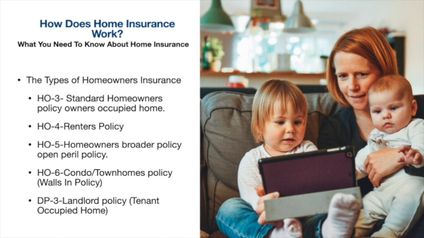HO3 is your standard, base homeowners insurance policy for an owner-occupied home, so an owner has to be living in that property. It covers some of the bare bones things a homeowner would want covered in the event of something like a fire. It's your bare bones policy. The HO4 is basically your renter's policy.